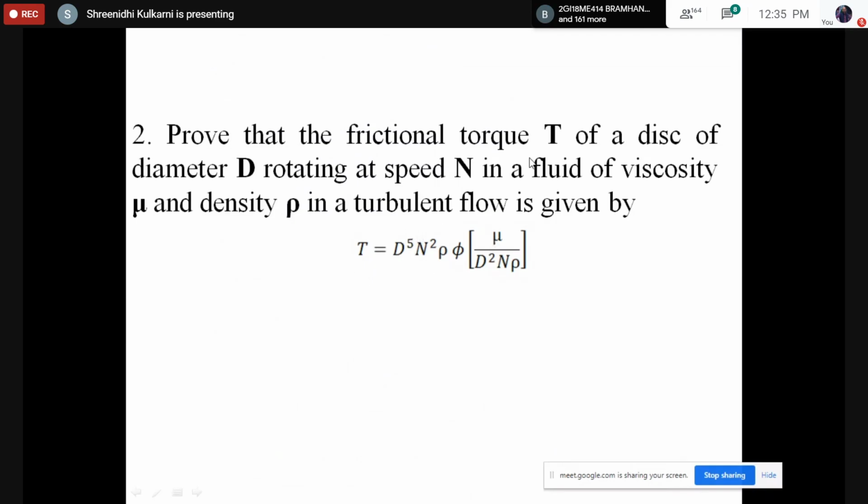In this, the frictional torque is depending on these variables. So what are those? Diameter, speed, fluid viscosity mu and density rho in a turbulent flow, given by this equation.